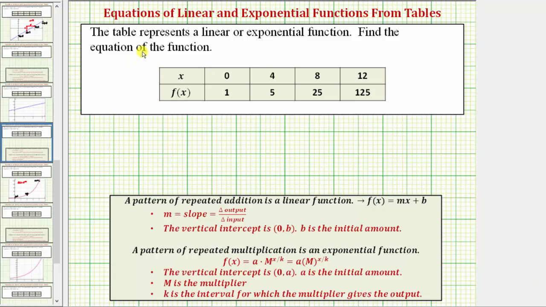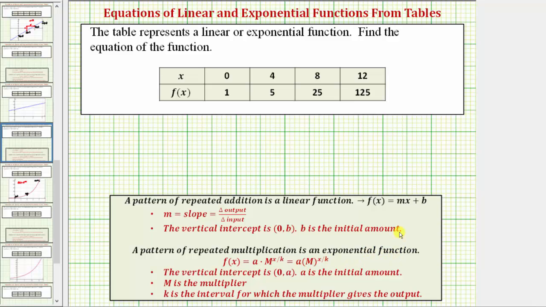The table represents a linear or exponential function. We're asked to find the equation of the function. So the first step is to recognize whether the table represents a linear function or an exponential function. If the pattern in the function values is repeated addition, we have a linear function. If the pattern in the function values is repeated multiplication, we have an exponential function.